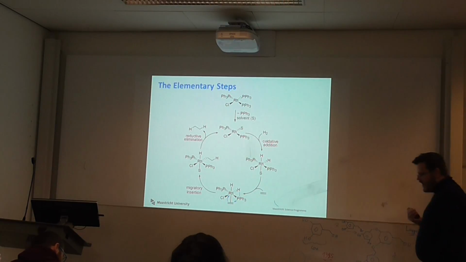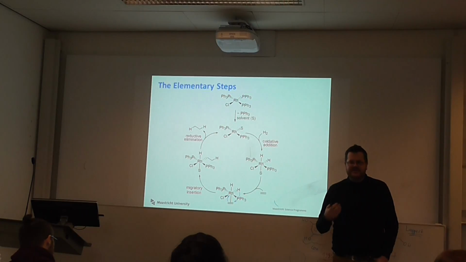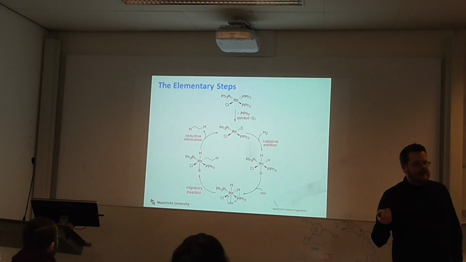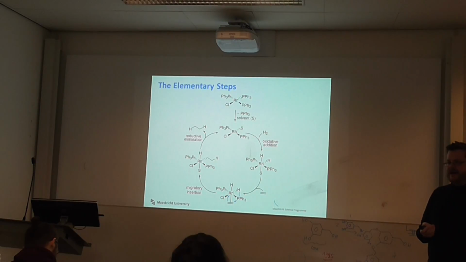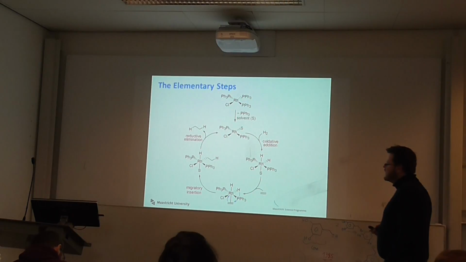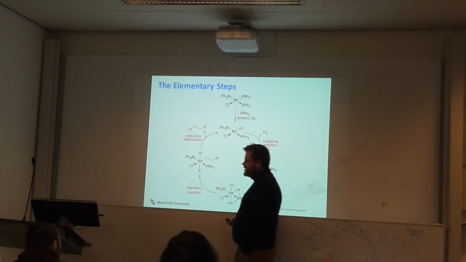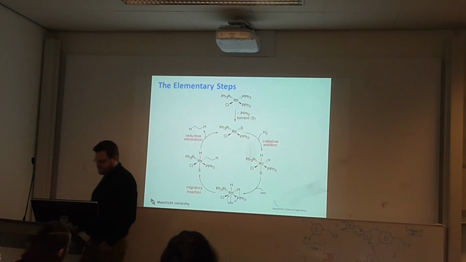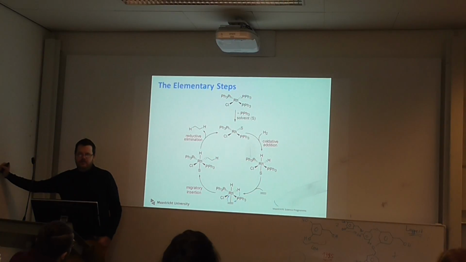But we looked also at sigma bond metathesis, which is something that occurs particularly in early transition metals and f-block elements, because they don't have access to high oxidation states. What else did we look at? What other elementary steps are there?